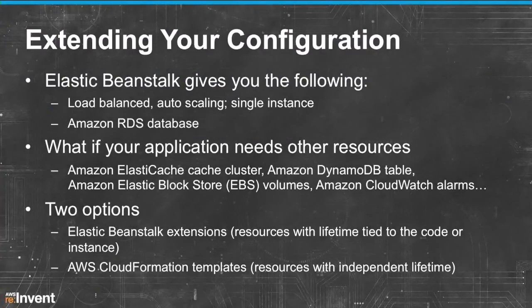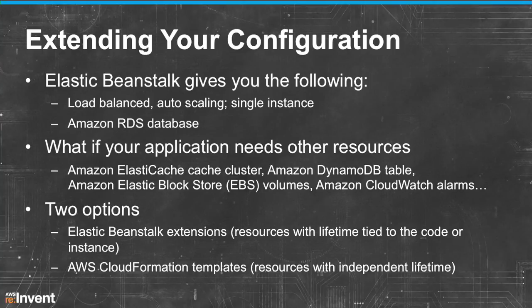So we talked about how you add RDS databases to that environment, but there may be other resources that you want to add. So Elastic Beanstalk out of the box gives you a couple of different configurations. So you have load balanced auto-scaled configurations. So that's a load balancer, an auto-scaling group, a bunch of security groups, things like that. We also support a single instance environment. And so that's a single instance with an EIP. Mostly used for dev test environments where you don't need the load balancer, you only have a single instance. And then we support RDS databases.